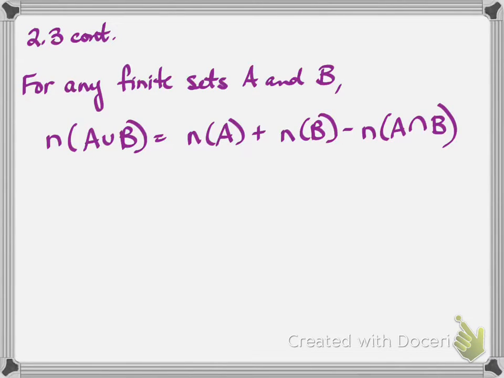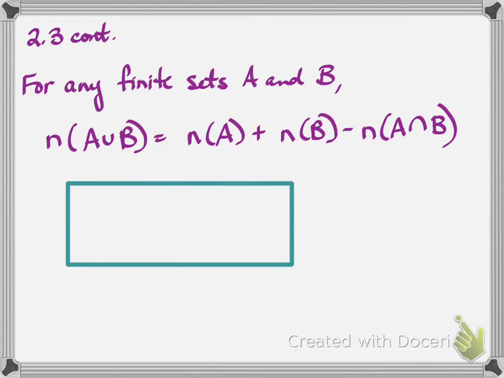Hi, I'll try to keep this kind of quick. This is super important, this statement right here. So we're dealing with finite sets A and B. The number of elements in A or B is equal to the number of elements of A plus the number of elements of B minus the number of elements in A intersect B.